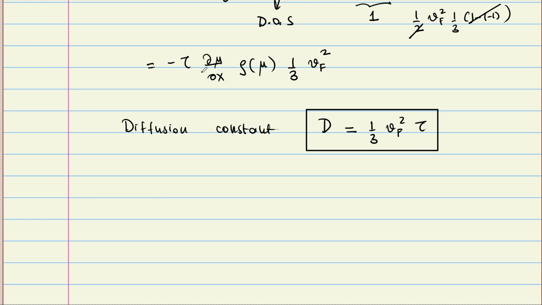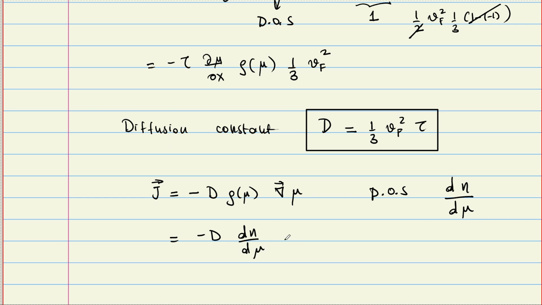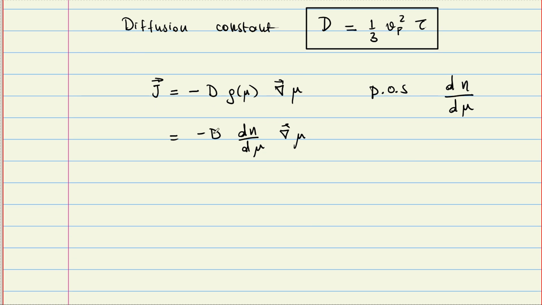And so this is a one-dimensional gradient. We can generalize it to 3D, and in 3D it's going to be J is equal to minus D rho of mu times the gradient of the chemical potential. But the density of states is defined by dn d mu. How many states do I have at a given level? So this is going to be minus D dn d mu times the gradient of mu. From here you can see it's like a chain rule, so this is minus D times the gradient of the density n, if you want. And this is what we call Fick's law.